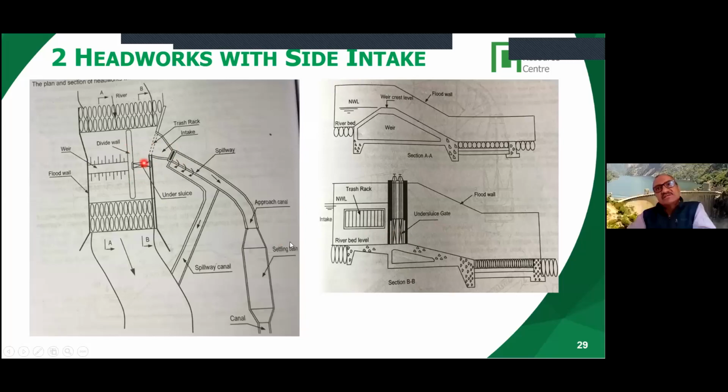And this one here is the undersluice, and this is gated. You see, the undersluice invert level is at the bed level. When you do a B by B section here, this is the undersluice. So this is the trash rack. Then behind the trash rack is, of course, your intake, which I will talk about later. Okay, so this is just the diagram of the headworks.